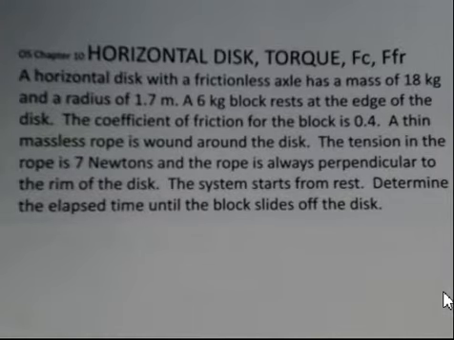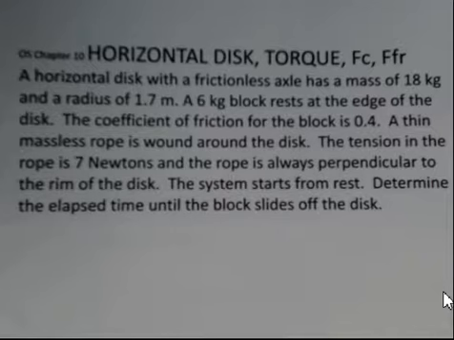Then we have a thin massless rope that's wound around the disk, and we create a constant tension of 7 newtons on that rope. As it unwinds, the rope is always perpendicular to the radius line, which will become a lever arm as we calculate a torque. We're starting from rest. I want you to calculate with me how much time this 7 newton force has to be applied until the block slides off of the disk.